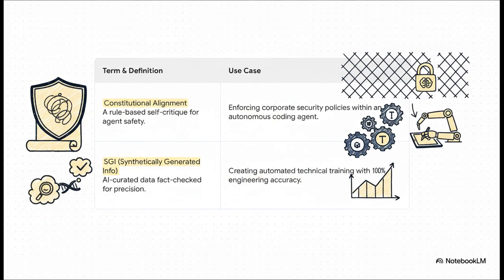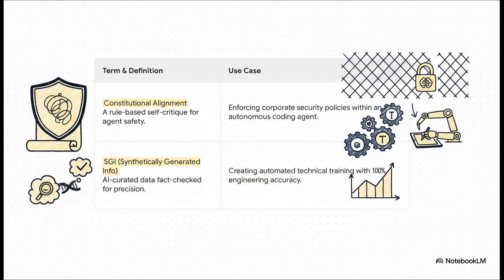And how do we govern what these agents do? That's where constitutional alignment comes in. It's a powerful safety pattern where you provide the agent with a set of principles, a constitution, that it must use to self-critique its own actions. This is how you enforce complex business rules, like data handling policies, inside an autonomous system.